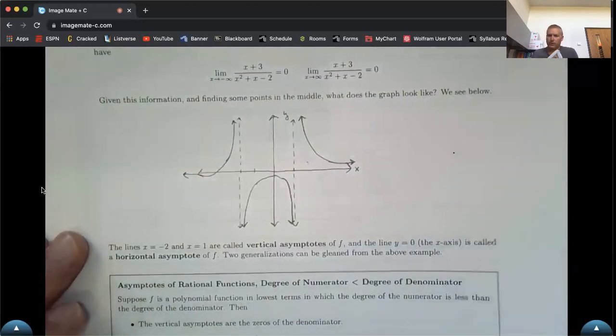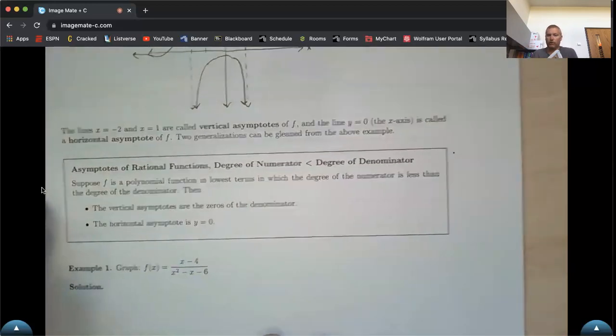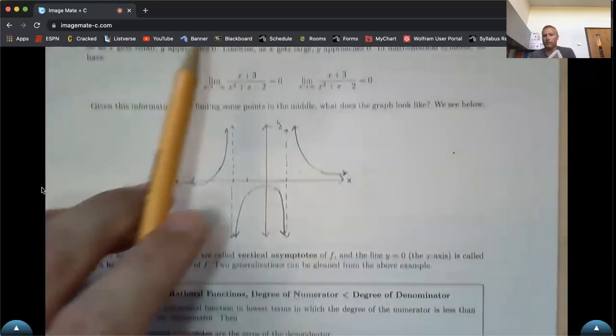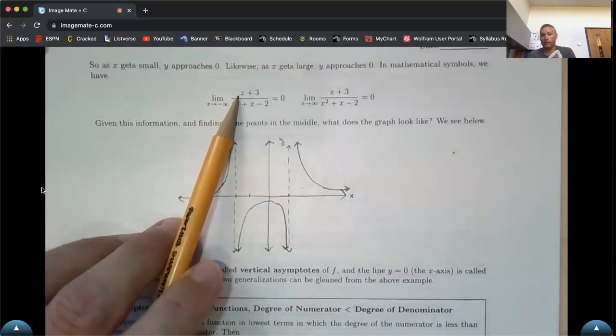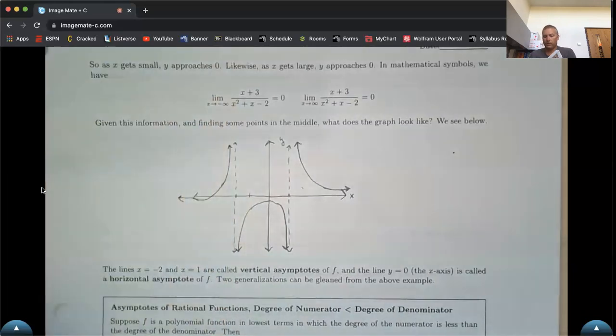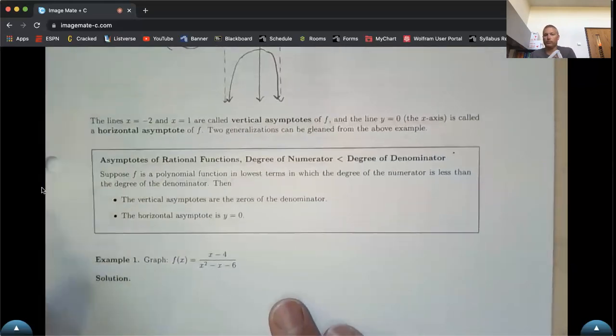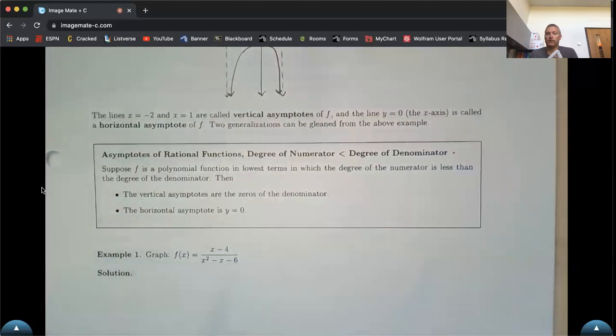But in summary, we looked at the case here where the degree on top was less than the degree on bottom. The degree on top is 1, the degree on bottom is 2. When this happens, assuming that the fraction is in lowest terms, and we'll see later what happens when it's not, the vertical asymptotes are the zeros of the denominator. The horizontal asymptote is y equals 0.